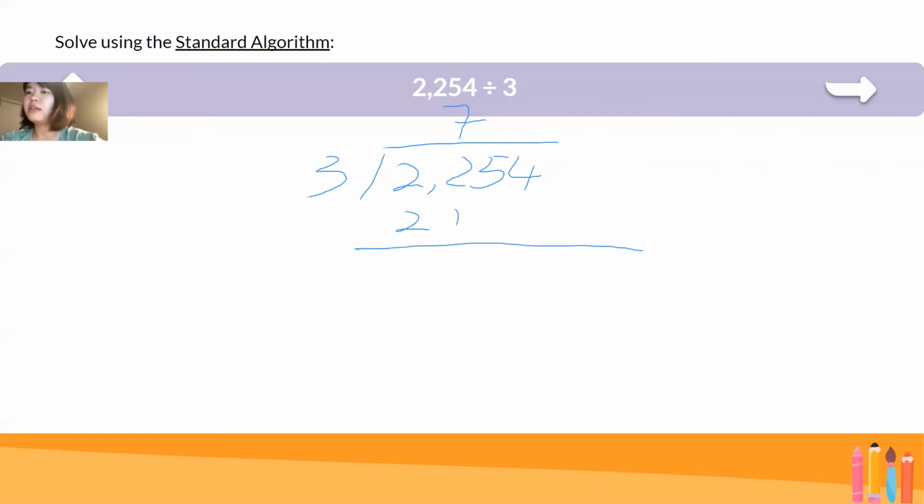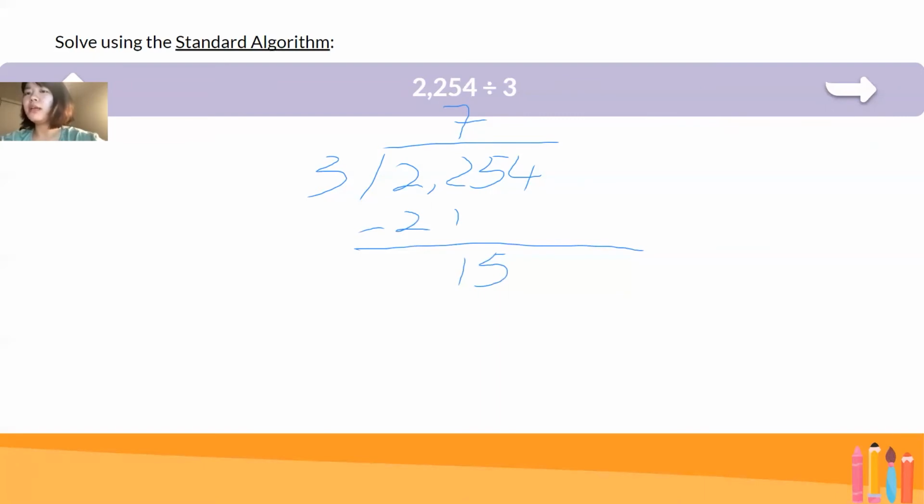Okay, and 2,200 minus 2,100, that gives us 100. And 100 moves to the tens place. That is 150. Okay, and let's divide this number.